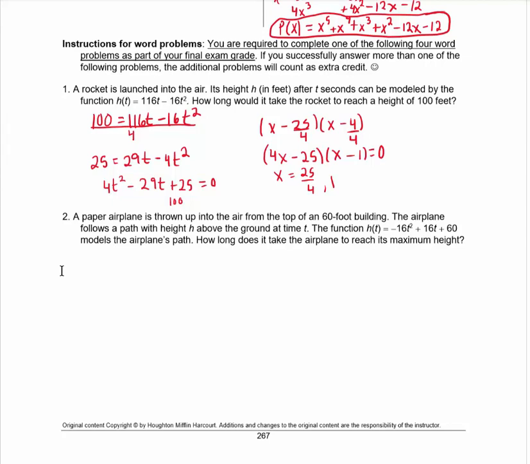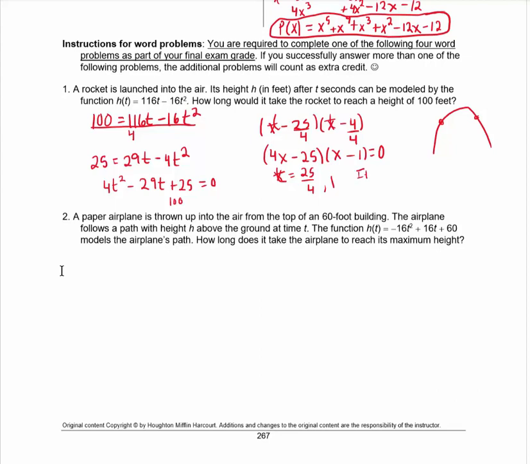So let's think about what it asks us. How long? I switched to x instead of t. That was silly. These should all be t's. So how long would it take the rocket to reach a height of 100 feet? So what's happening is we've got a parabola here. And so it's reaching 100 feet here at 1 and here at 25 over 4. So I would say that both of these are technically our answer.